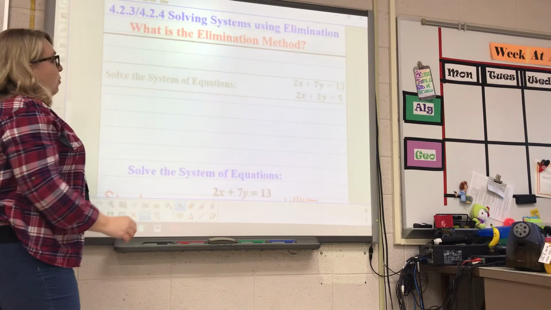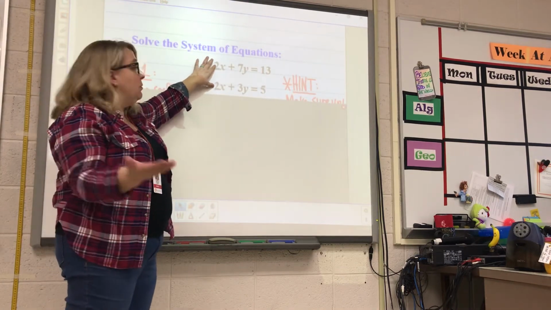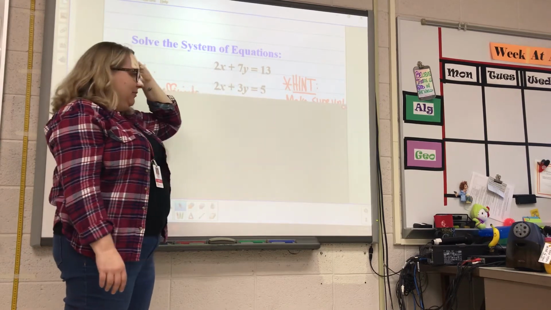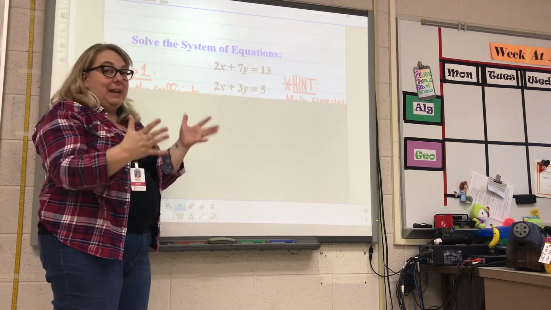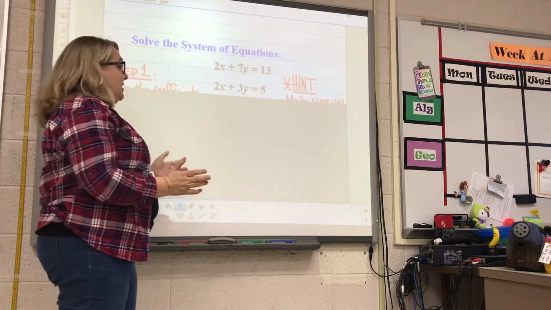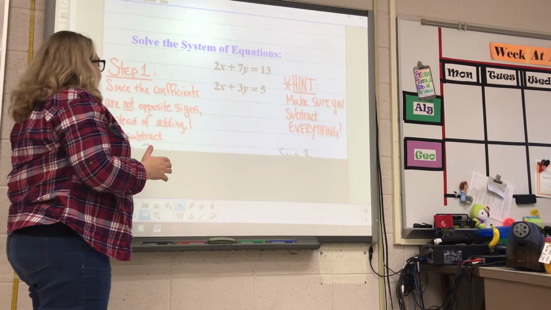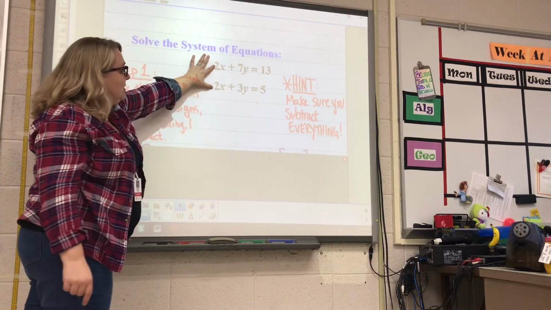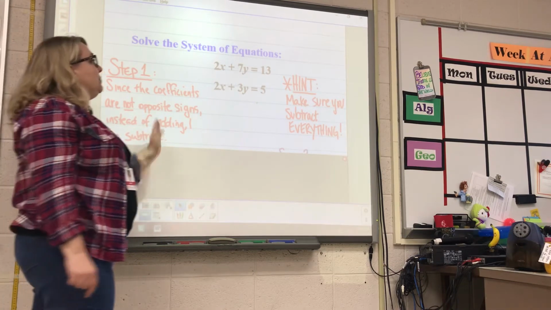Now we're going to talk about what you would do if instead of the equations having opposite signs, what would you do if they have the same number but they're both positive or they're both negative? So when we added a positive and a negative together, we got a 0 and it eliminated, and that's what our goal is. So now if I add a positive and a positive together, it won't give me 0. So instead of adding, what I can do is I can subtract. So since the coefficients are not opposite signs, my 2x and 2x are both positive, instead of adding the two equations together, I can subtract them.